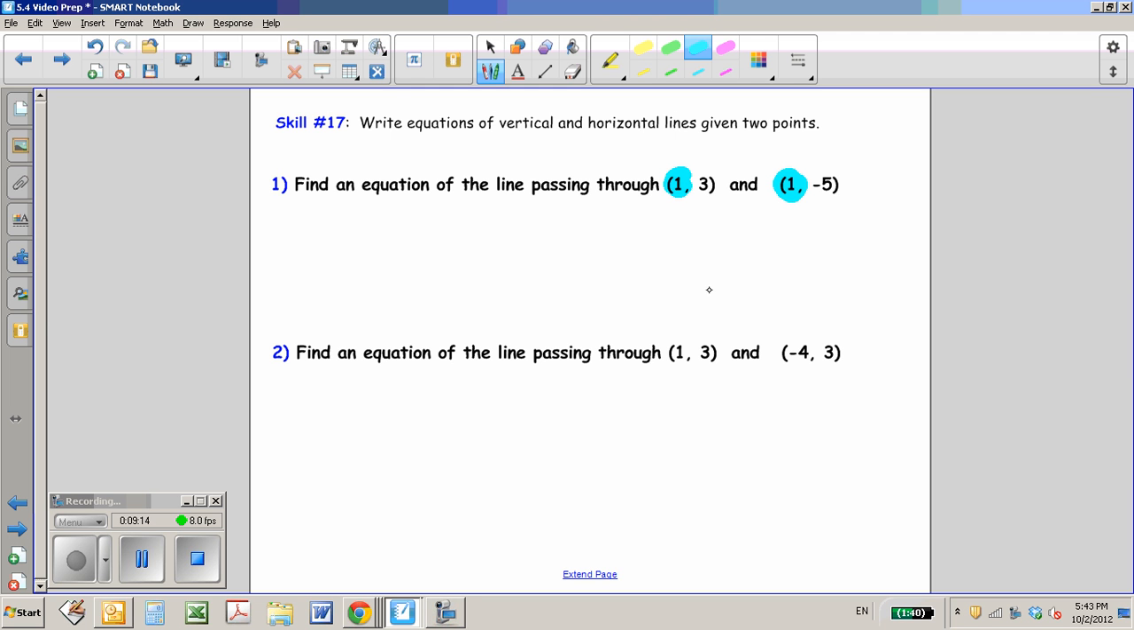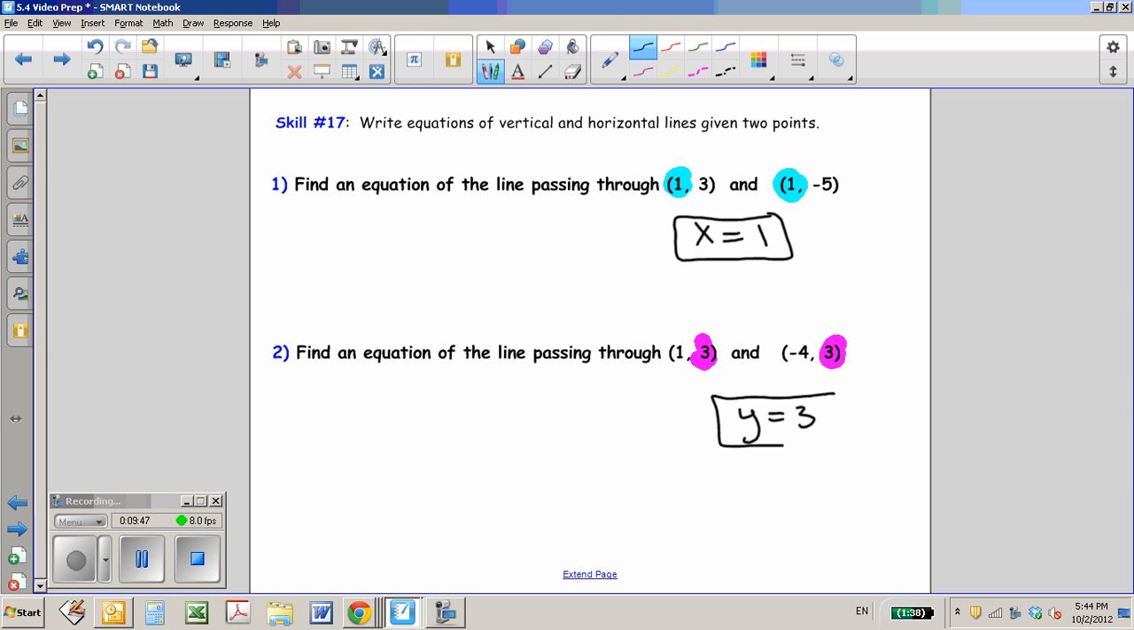And what you want to concentrate on is what is actually the same. So in my first question, my x coordinates are the same, and in my second question, my y coordinates are the same. So there's actually no work involved in this, and all you have to do is tell me that this equation is x equals 1. This is the only way that both x's come out to be 1. And in the second example, my y's are both 3, and the only way that's going to happen is if my equation is y equals 3.